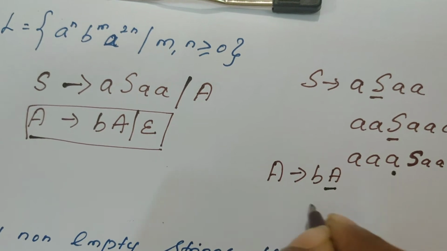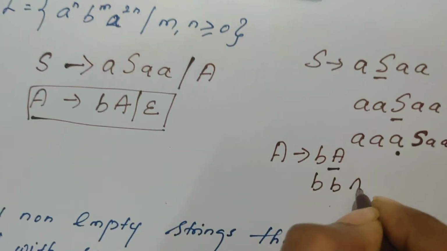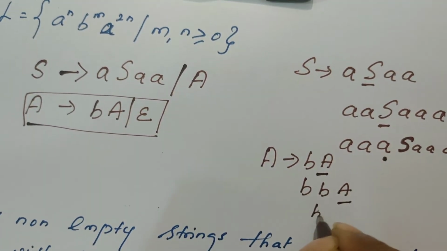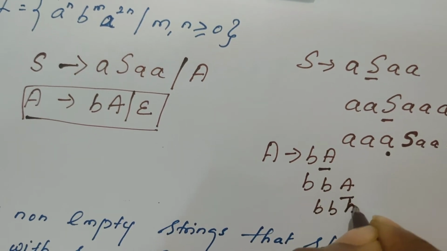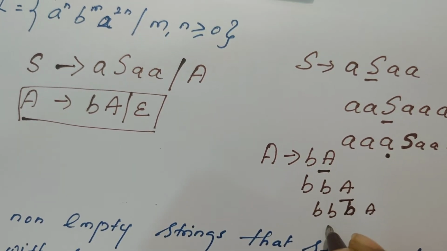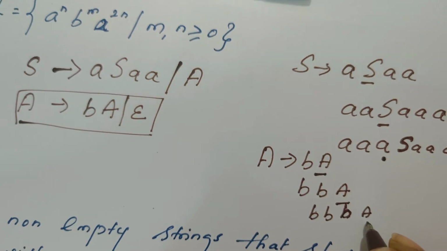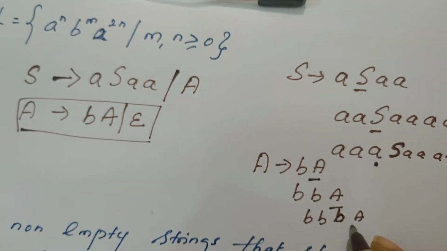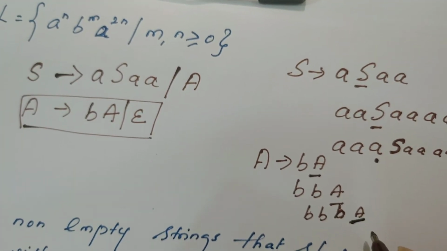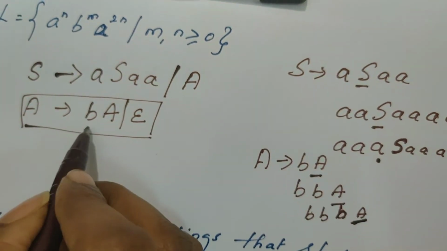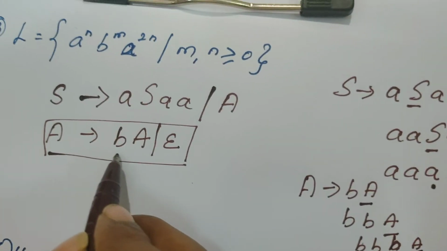Now this A can be replaced once again by BA. This A we can take a chance to replace by BA. Likewise, it produces any length of B's. At one point where you want to stop the growth of the string, you can replace this A by epsilon. So this rule produces m number of B's.